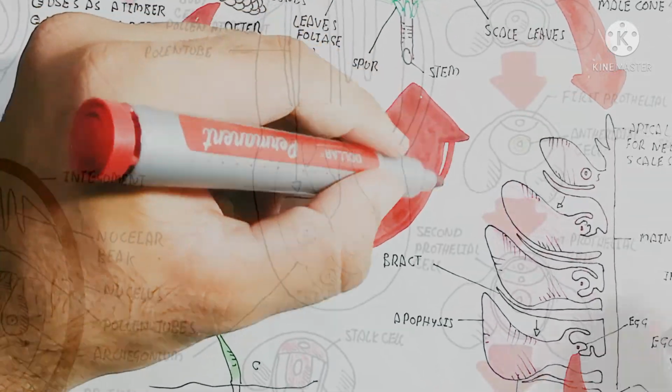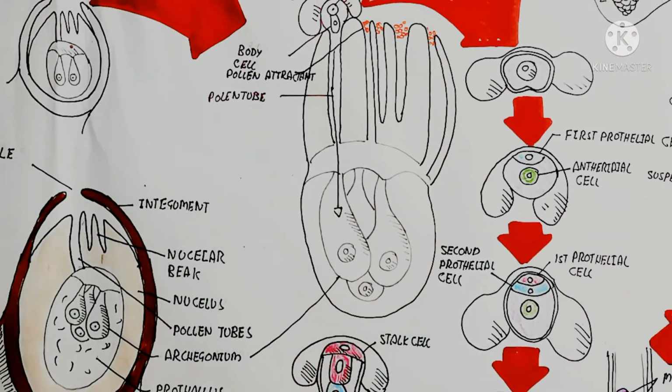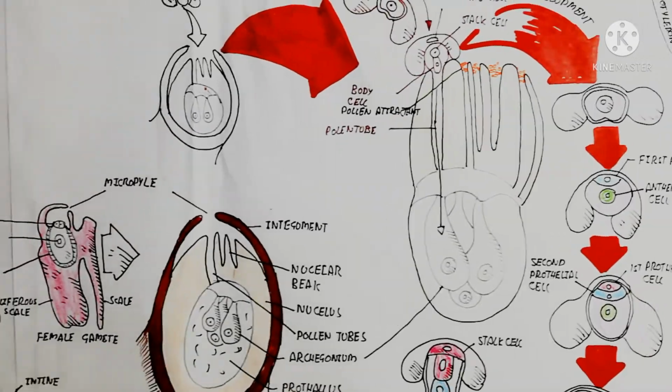In the next video we will discuss the angiospermic lifestyle. Angio means the hidden seed.